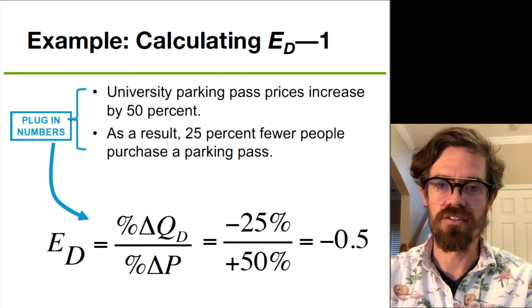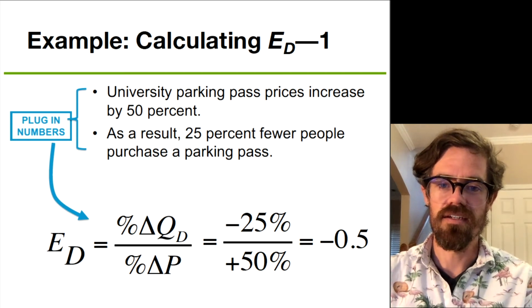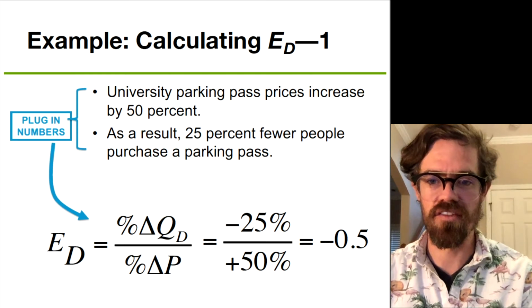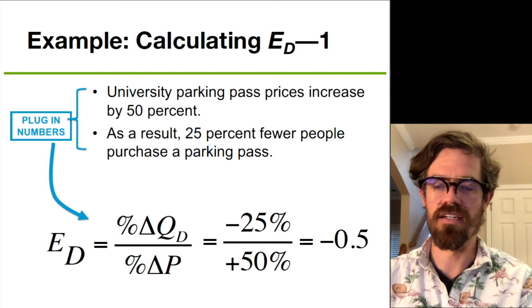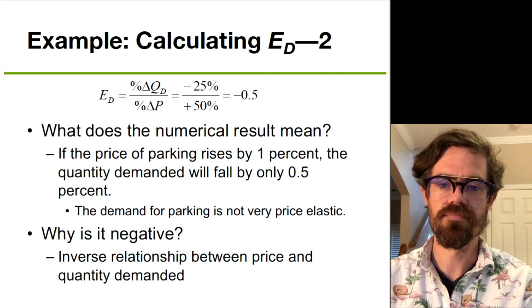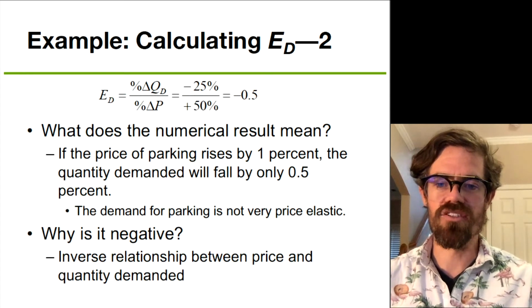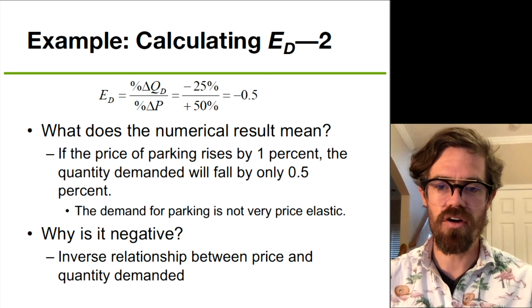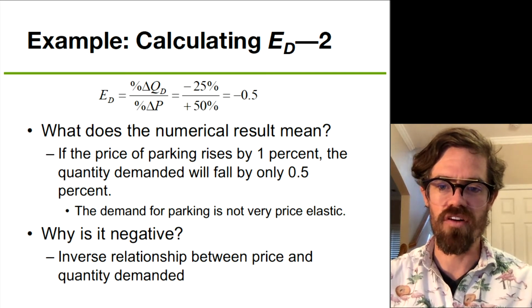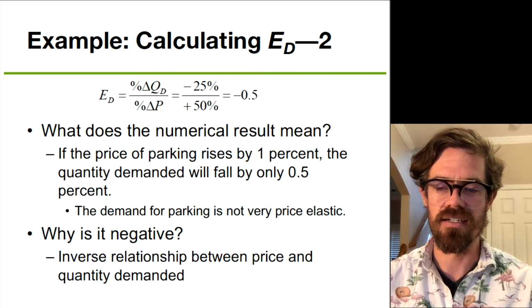So there's a numerical example of how to use our formula for price elasticity of demand. Pretty straightforward, especially when we're already given the percentages. It'll be a little harder when we're not given the percentages, but we'll see that in a minute. But first, let's think about what this numerical result means. It basically means that if the price of a parking pass rises by 1%, then the quantity demanded will fall by 0.5%. And what that means is that the demand for parking is not very price elastic.